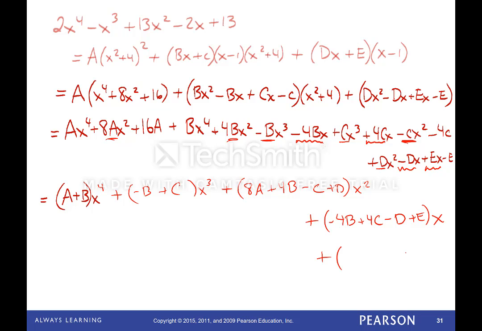And then finally the loner numbers here. What are the loner ones that don't have any variables of x next to them? 16a doesn't. Minus 4c doesn't. And then this little minus e right here at the end. So there it is, there's what I got. Okay, now can you convert this into a system of equations?